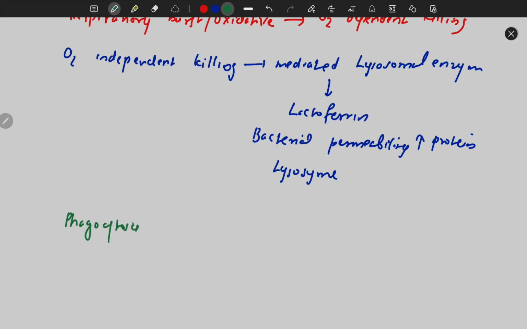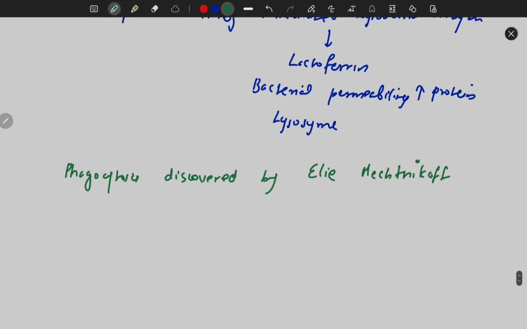This phagocytosis was discovered by Eli Mechnikov. He is the person who discovered phagocytosis.